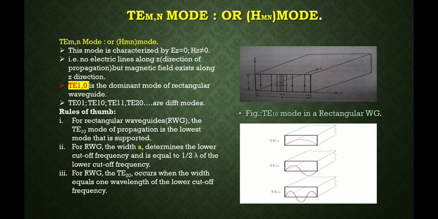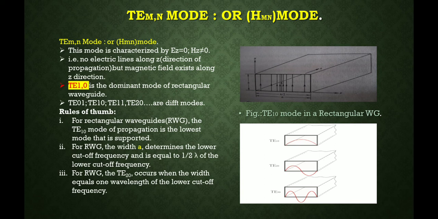So there are different modes, TE01, TE10, TE11, TE20 and so on. Out of these, TE10 is the dominant mode because this is the lowest possible frequency for the rectangular waveguide.